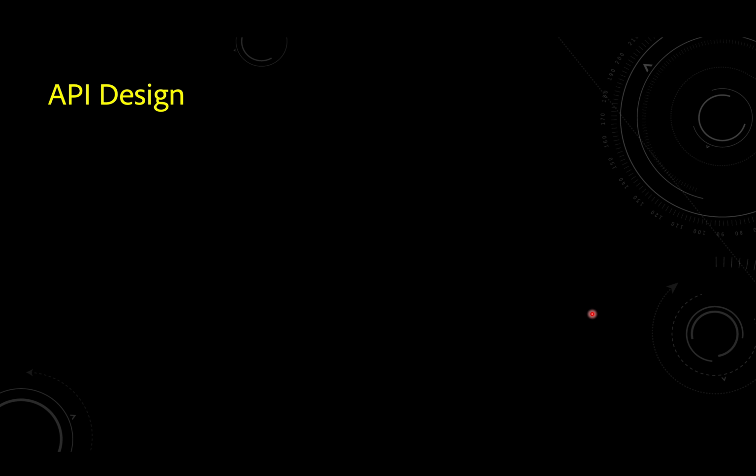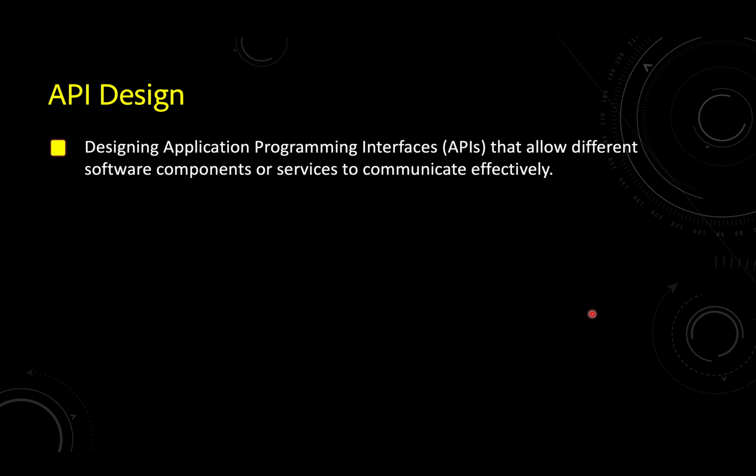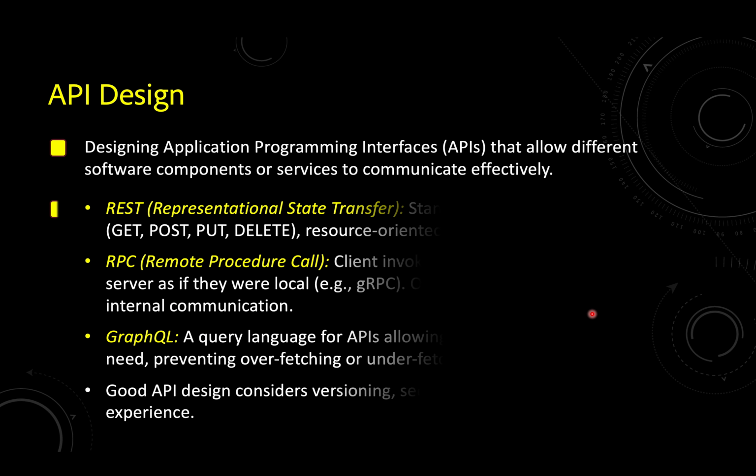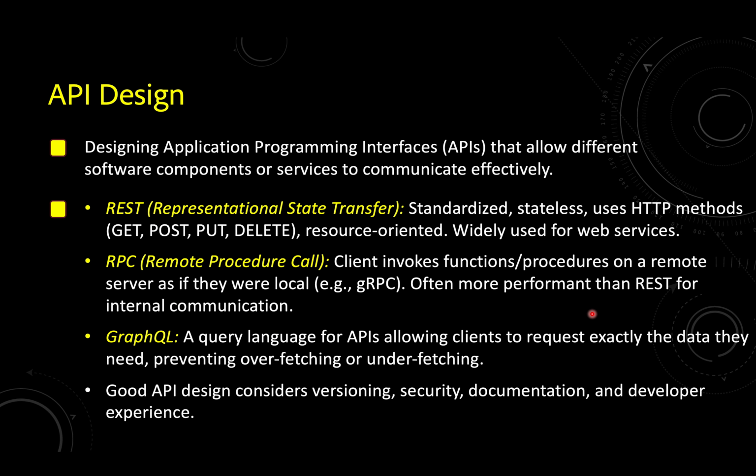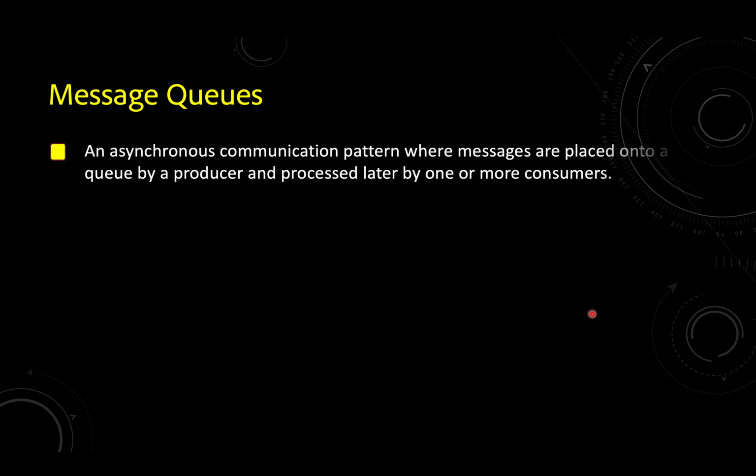How do system components talk? API design. APIs are the contracts between services. REST is super common, stateless, uses standard HTTP methods. GraphQL is another approach, lets the client ask for exactly the data it needs. Clear interfaces are key. What about tasks that don't need an immediate response?